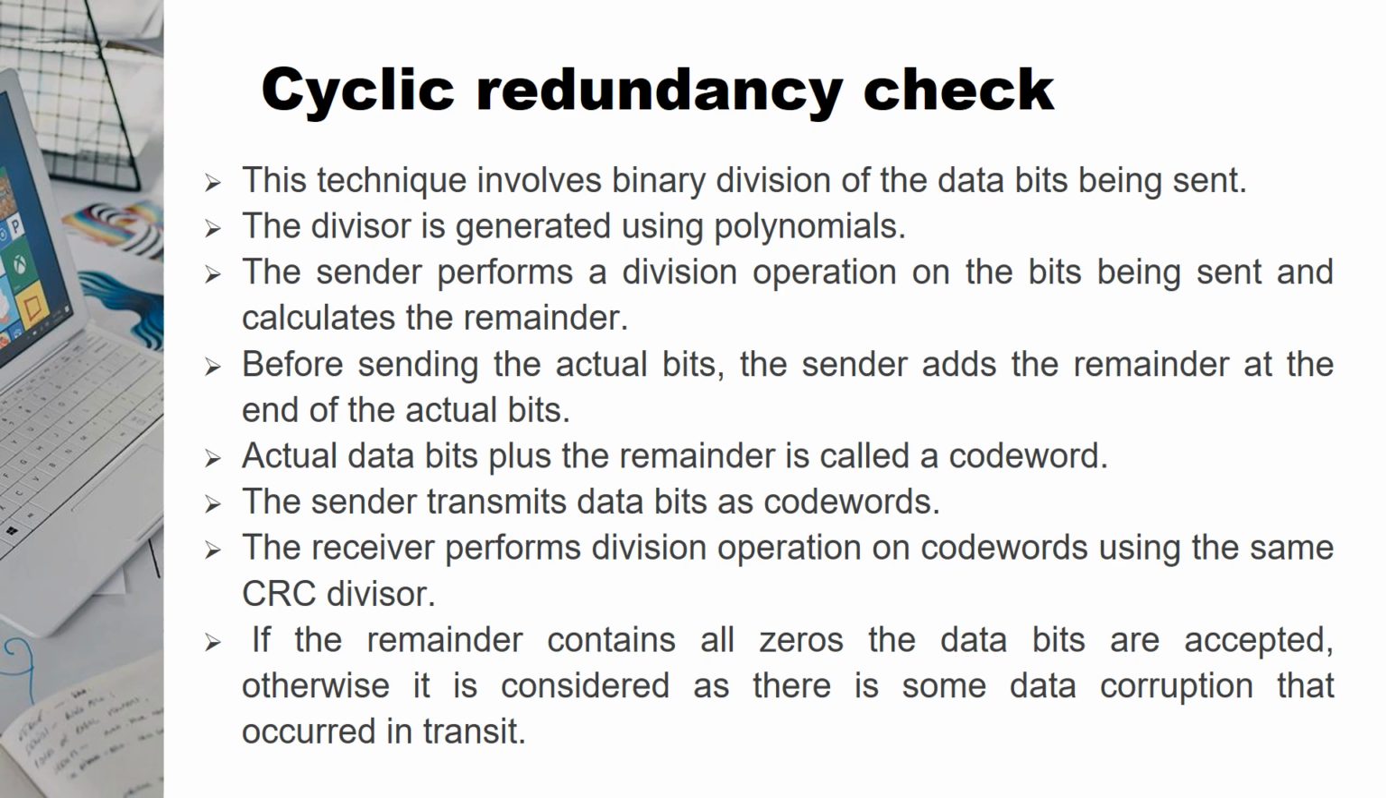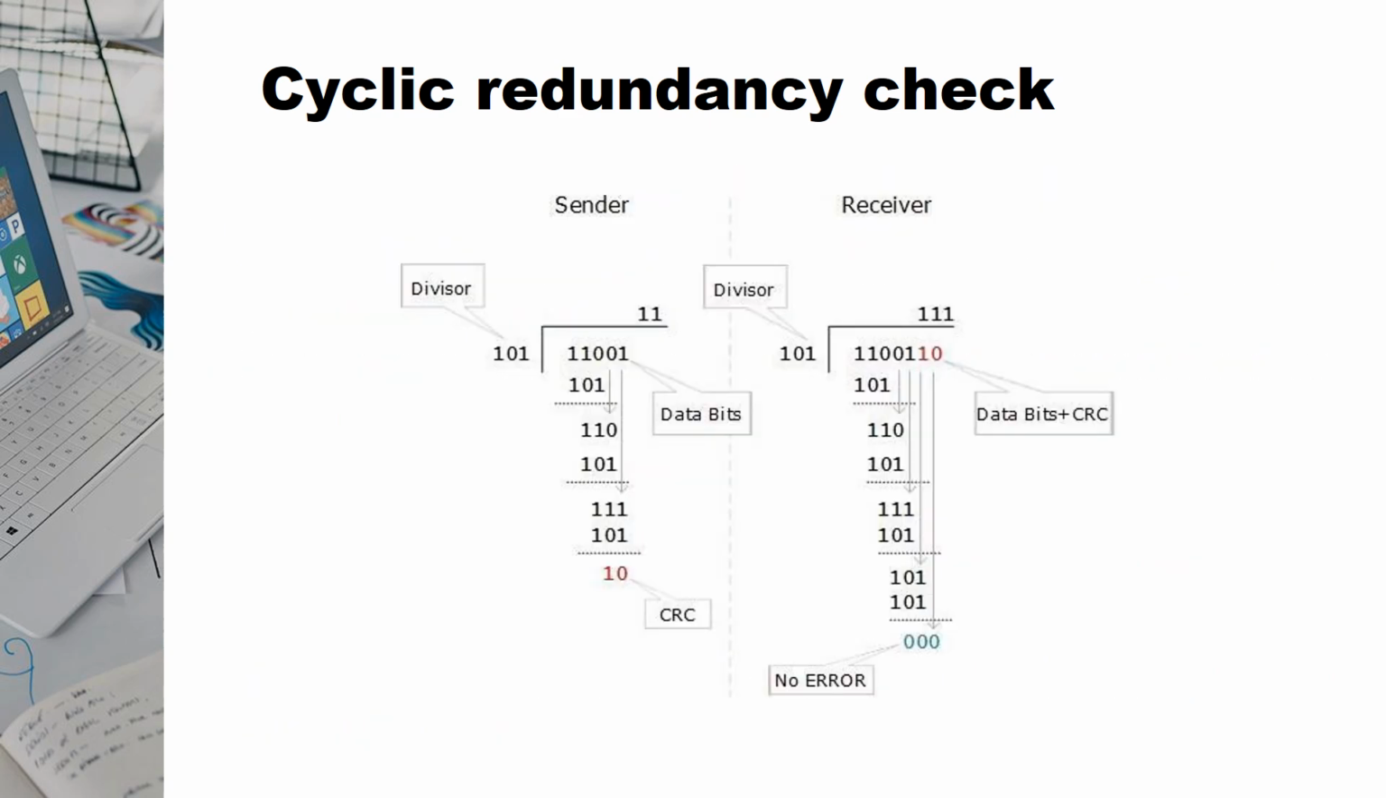So the receiver performs a division operation on the code words using the same CRC divisor. So if the remainder contains all zeros, the data bits are accepted. Otherwise, it is considered that some data corruption occurred. This is cyclic redundancy check, this grade 3 division method.